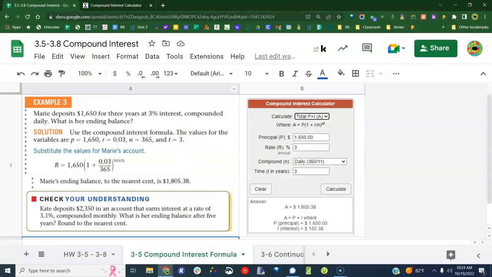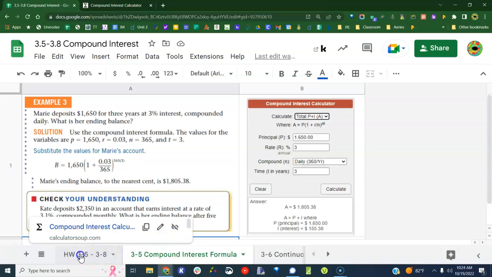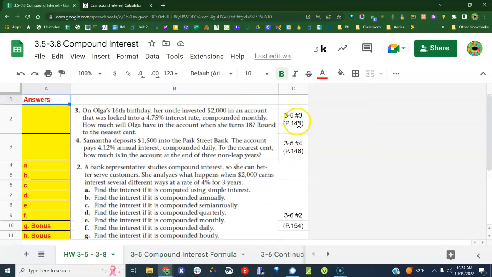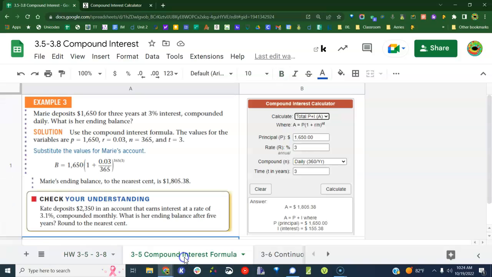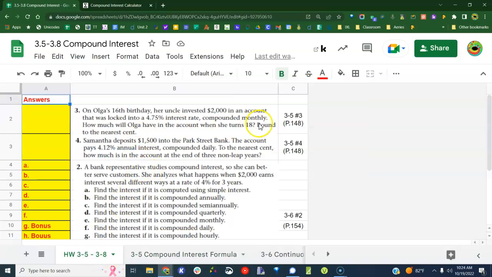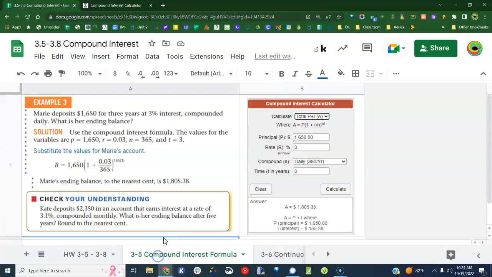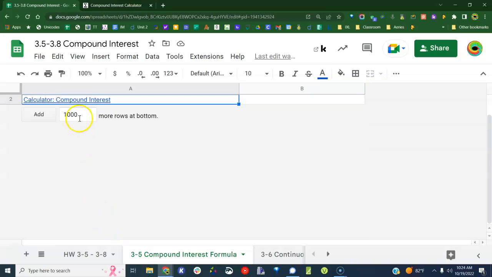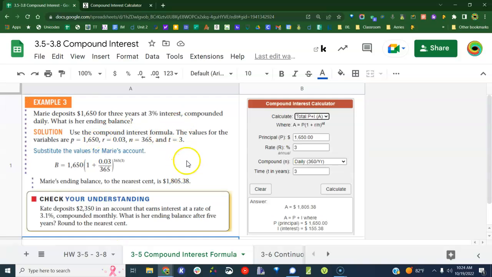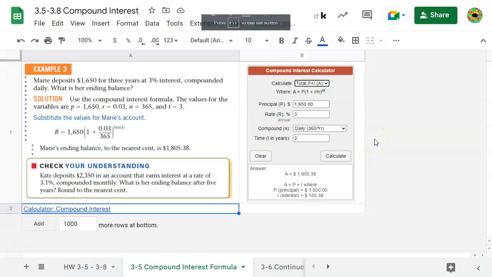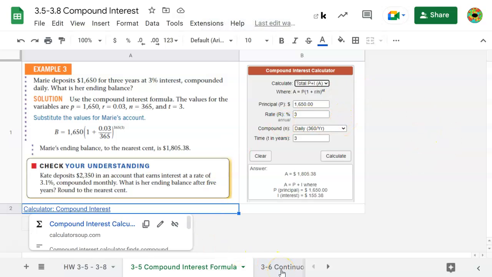So this is for 3.5. Now back on the homework right here, there's 2 problems from 3.5. So it kind of tells you ahead of time which of these calculators you need to use. So you know for these 2 problems that are from 3.5, number 3 and number 4, you're going to be using this calculator or this link right here. Okay, so it gives you ahead of time what to look for.